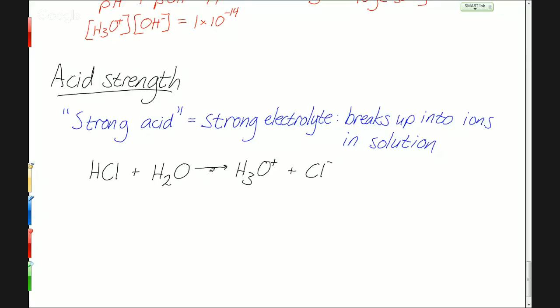We can really just say this reaction goes forward. That is, all the HCl in solution is going to break up and form ions. That's what we mean when we say strong acid.